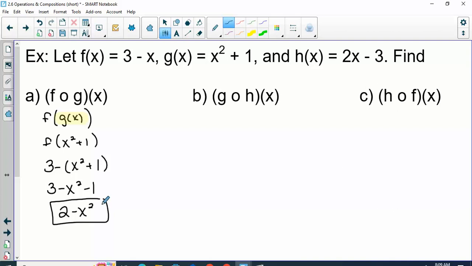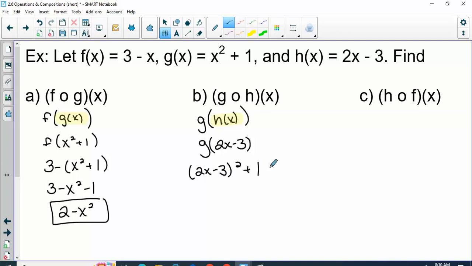So we don't have to just get number answers on these. If we look at B, g of h of x. We start on the inside. What is h of x? And we're putting that into g. So g is the thing we plug in, squared, plus 1.